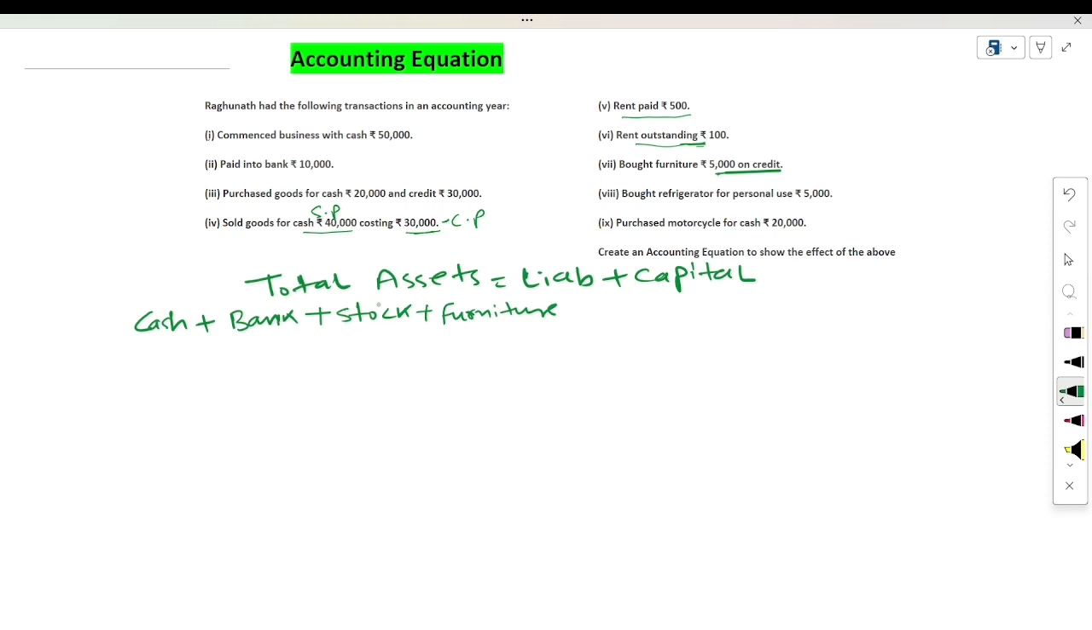Bought refrigerator for personal use. Purchasing a refrigerator is not for business use. Personal use means cash or capital will be reduced. There will be no asset for the business. And last, purchase motorcycle for cash. Here nothing is mentioned whether he is purchasing the motorcycle for personal use or business use. If it is not mentioned, it means the person is purchasing the motorcycle for business use, not personal use. Okay. Here one more asset will be created, motorcycle.